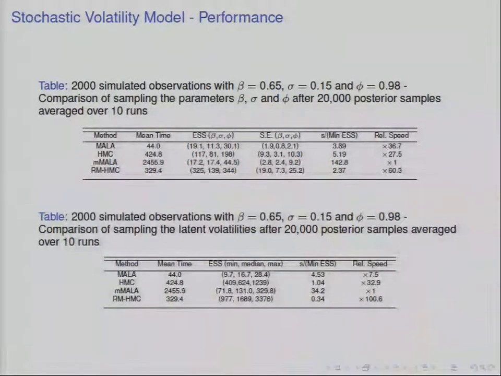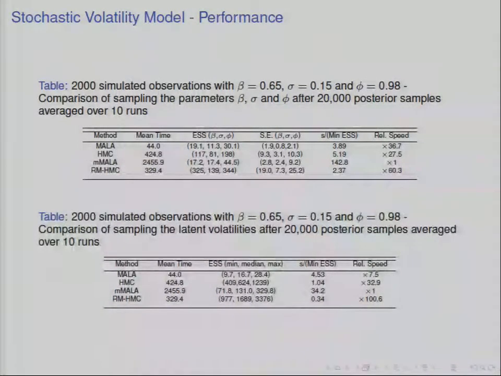If we look at the sampling of the latent volatilities, then the story is pretty similar. 20,000 posterior samples of these 2,000 latent volatilities. And with the manifold schemes, again, it's doing okay. It's about the same as HMC in this case. And that would make sense, because the manifold is flat, so you're not going to lose as much by just assuming a Euclidean metric. And that's clear to see here. But still, because of the improved statistical efficiency, the amount of time taken to generate independent samples is still improved.